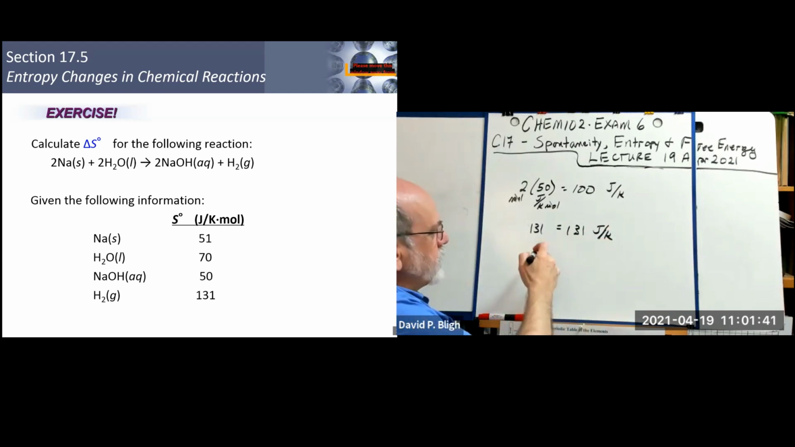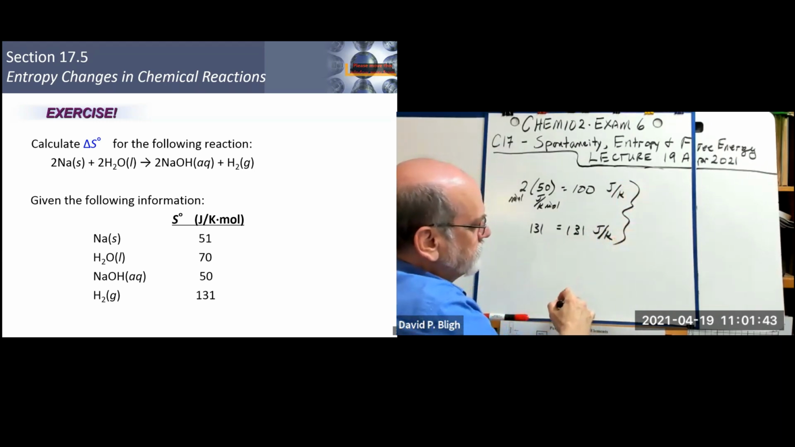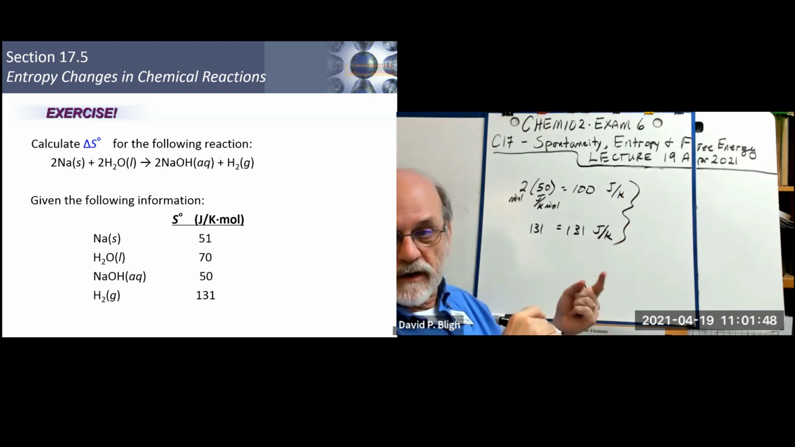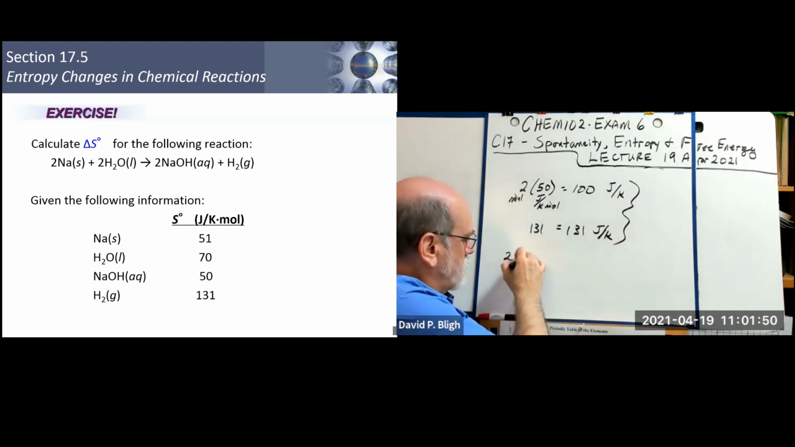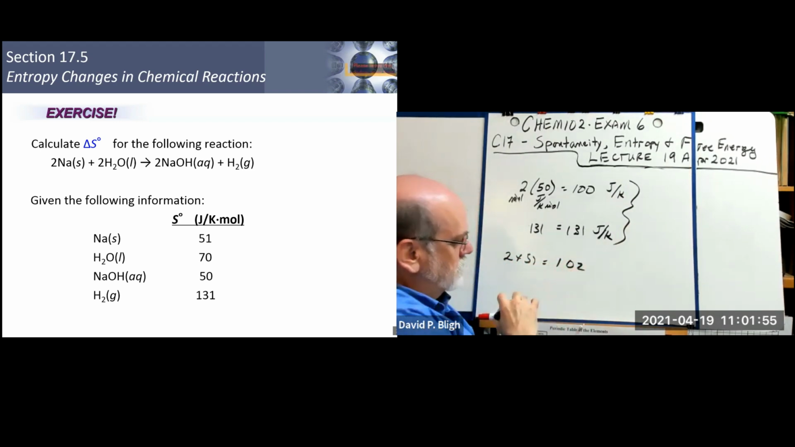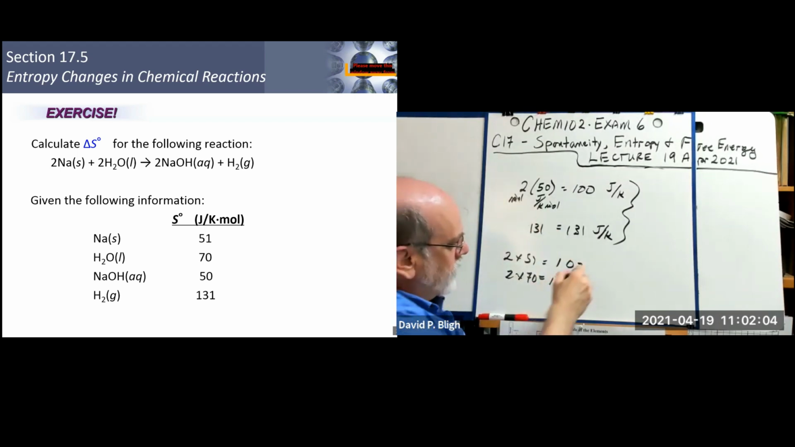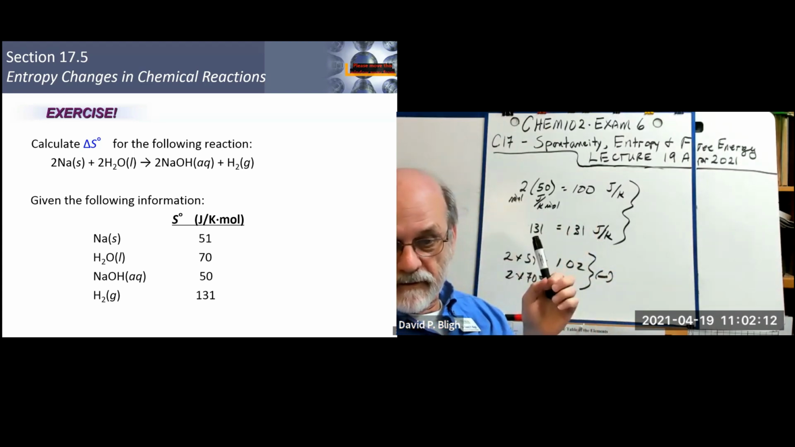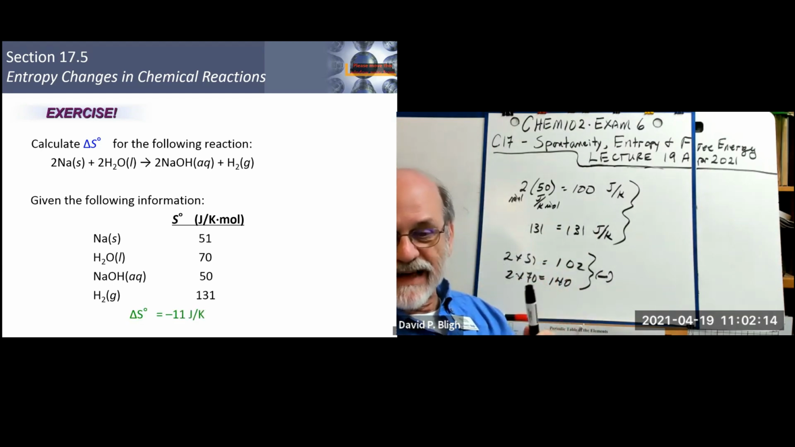Okay, so now we take these 2 and we subtract 2 sodiums, 2 times 51 equals 102. And then water, 2 times 70 is equal to 140. So we subtract those 2 from these 2, and we get minus 11 joules per K.